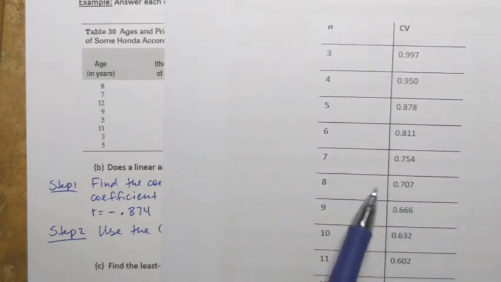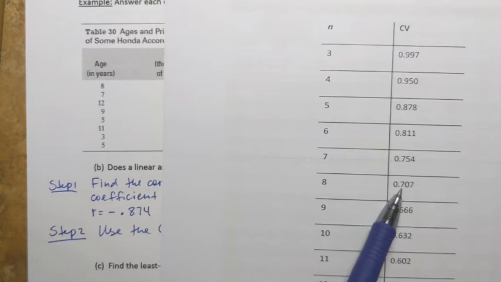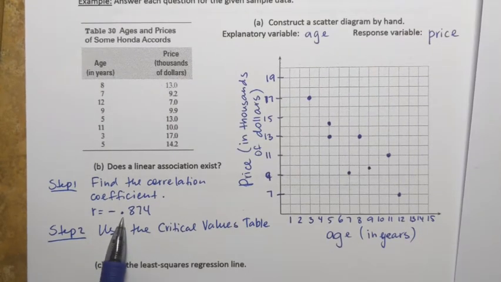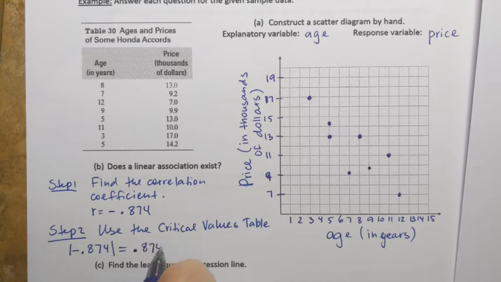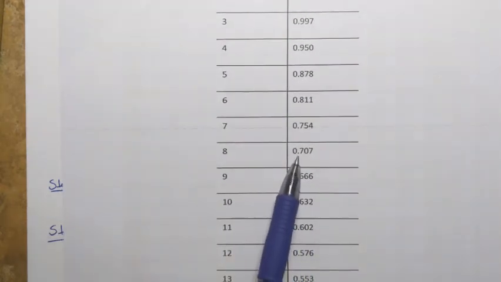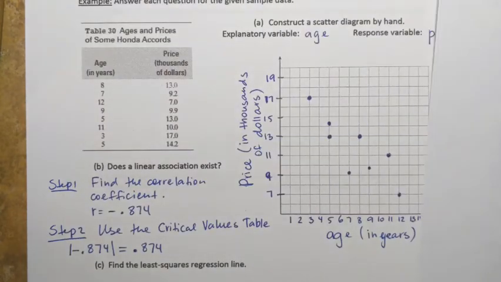Here it is. And it corresponds to the critical value 0.707. So what we do, we take the absolute value of the correlation coefficient that we determined. So the absolute value of negative 0.874. Well, the absolute value of a negative number equals a positive number. So it's positive 0.874. So basically we just drop the negative sign. And now we compare that to the critical value that we looked up in the table. Once again, it's 0.707.